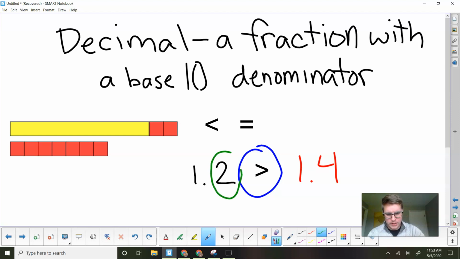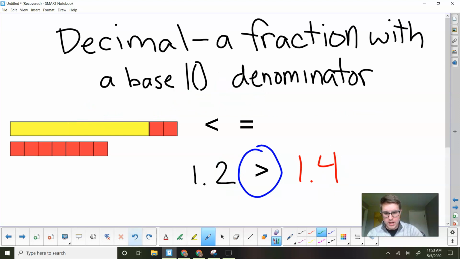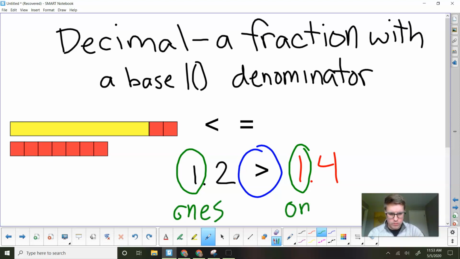If I'm looking at my tenths, Sally, I am not comparing the right digits. You always compare the greatest place value, which is found the furthest number to the left. So, Sally, I need to circle my furthest number to the left. Both of them happen to be in my ones place. Ones, ones. And guess what, Sally? They're both 1. What do I do now if they're both the same? What do you think, boys and girls?